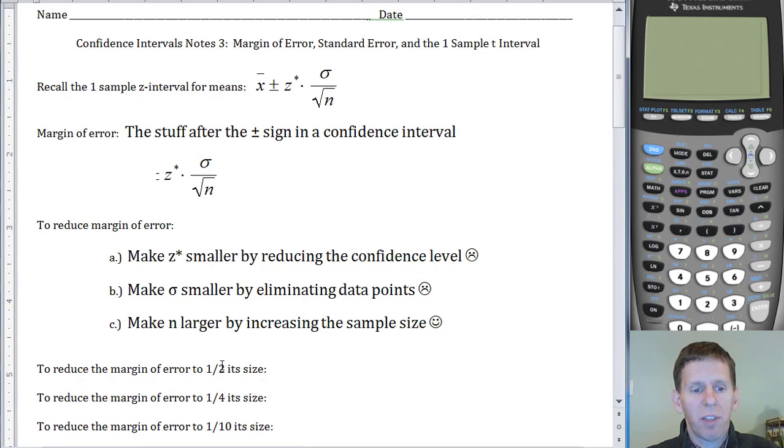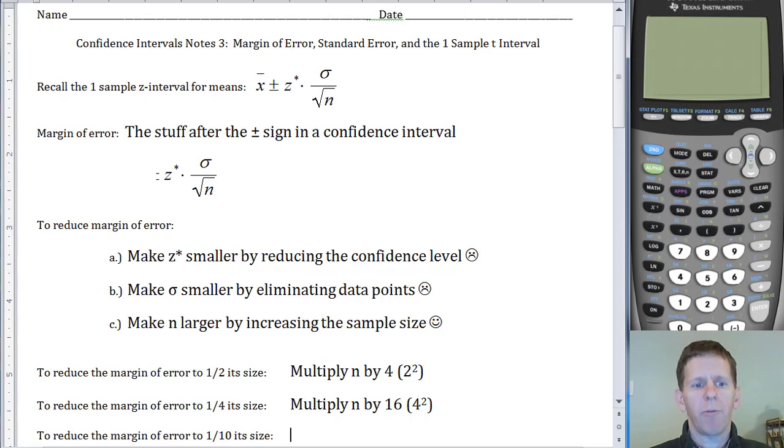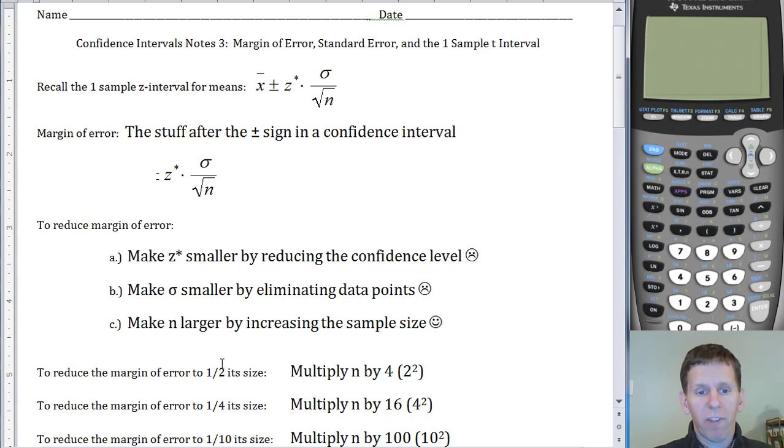The idea is square this denominator. So if we want to reduce the margin of error to half its size, square the bottom there. We're going to multiply n by 4. If we want to reduce the margin of error to a quarter of its size, again, we've got a 4 that we're going to get in the denominator by square rooting the number 16. So we'd multiply your sample size by 16. And if we want to reduce the margin of error to a tenth of its size, to get a 10 down here in the denominator, think of what would you have to square root to get the number 10? 100. So we'd multiply the sample size by 100. Again, basic idea here is square whatever the denominator is. That's what you would need to multiply your sample size by.